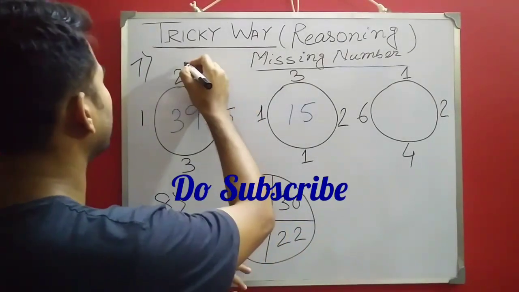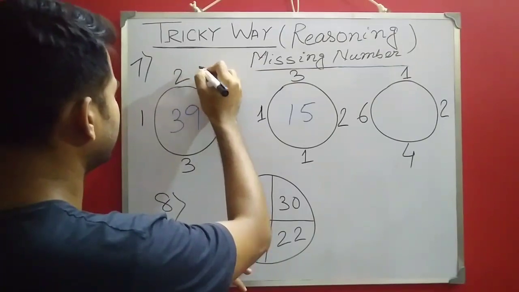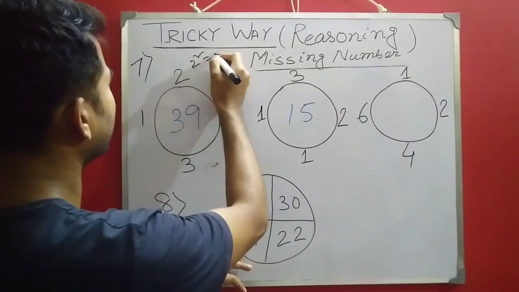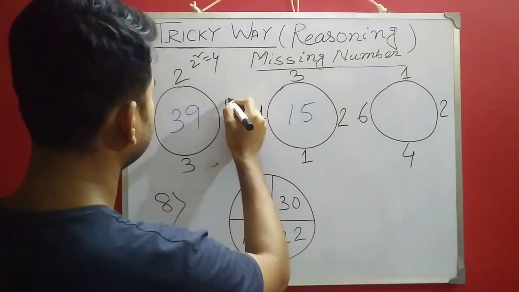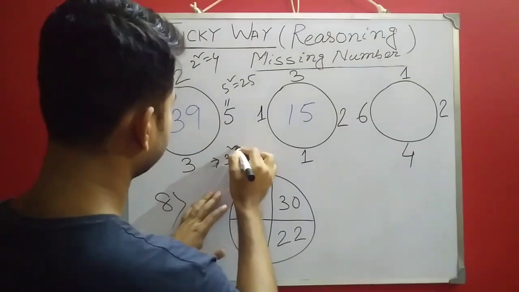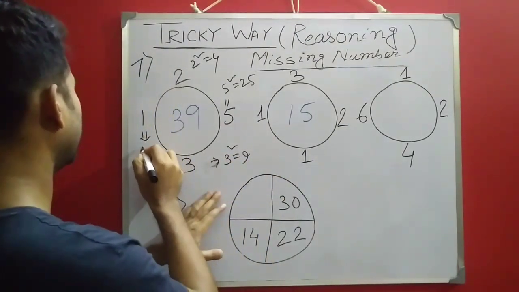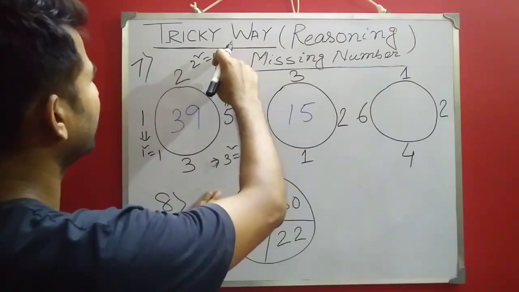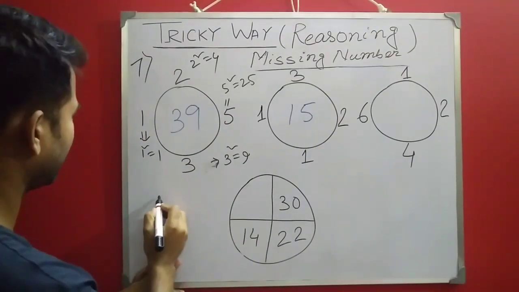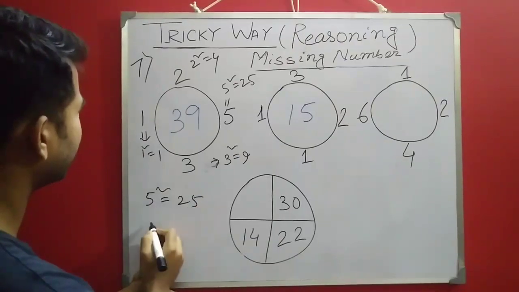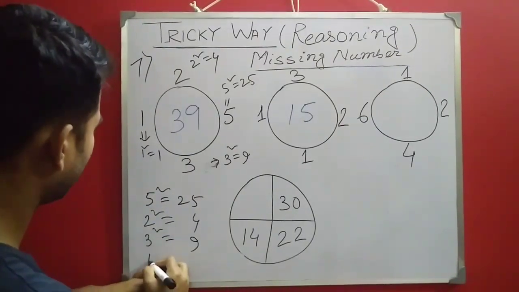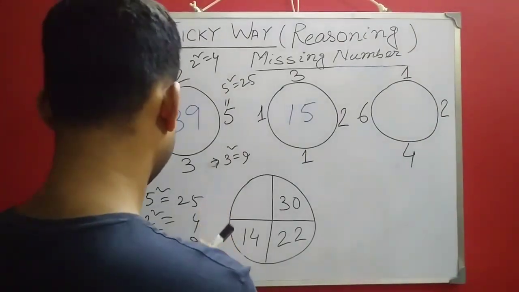Squaring. By squaring, I just square the values. 2 square equal to 4, 5 square equal to 25, and 3 square is 9, 1 square equal to 1, and just add the values. 5 square equal to 25, 2 square equal to 4, 3 square equal to 9, 1 square equal to 1. The value will be 39.